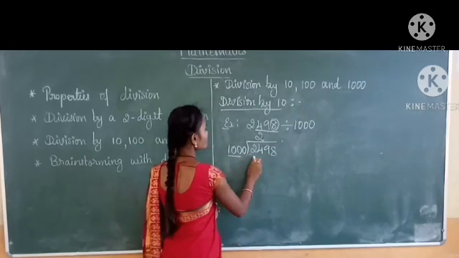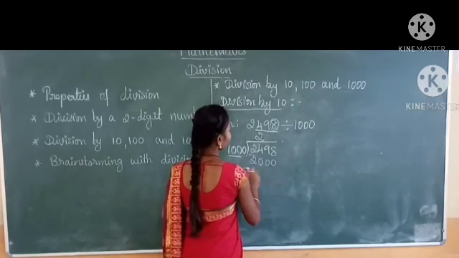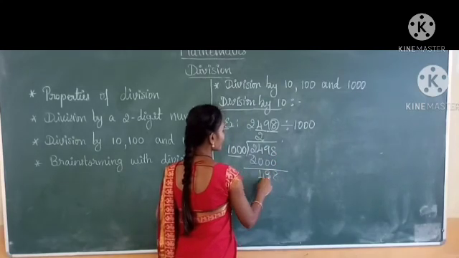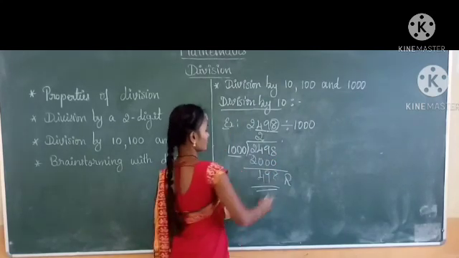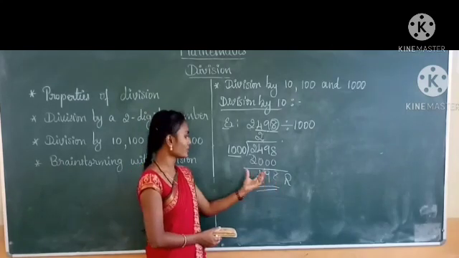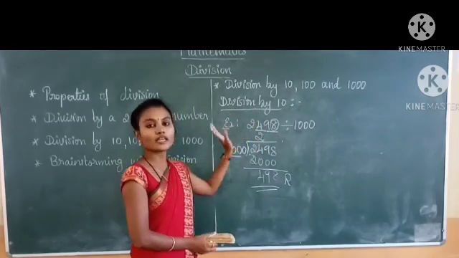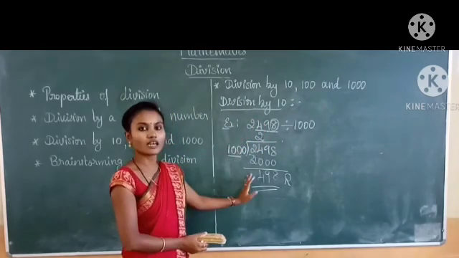2498. 1000 2s are 2000. 8 minus 0, 8. 9 minus 0, 9. 4 minus 0, 4. This is the remainder. We cannot divide this again, because this is less than 1000. So in this way, by our observation, we can tell the answer.